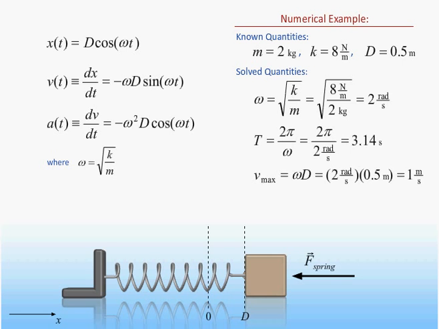Multiplying the angular velocity by the amplitude, we find the maximum velocity will be 1 meter per second. While multiplying the square of the angular velocity by the amplitude, we find that the maximum acceleration will be 2 meters per second squared.